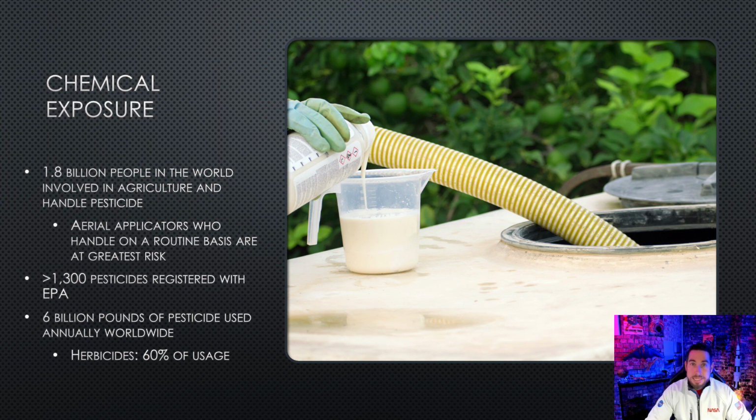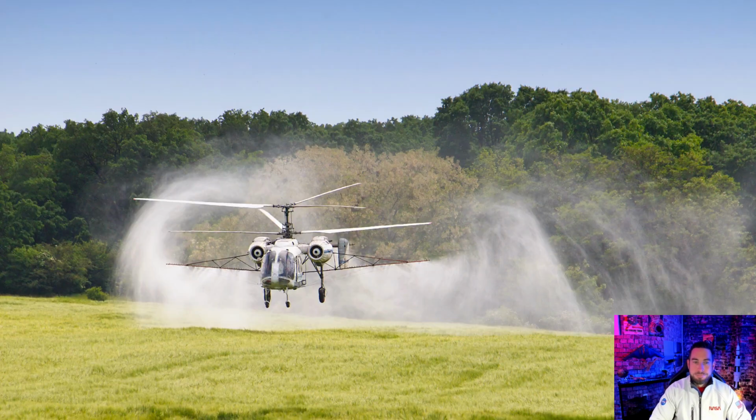6 billion pounds of pesticides are used worldwide, and herbicides account for about 60% of that usage. The current trend in farming is to minimize tillage in order to reduce fuel use, soil erosion, and compaction. Compaction is running a tractor over something, which compacts the soil and makes it harder to penetrate. So there's more of a focus on decreasing all this, which means the use of aerial application is expected to continue increasing over time. Agricultural pilots are going to be exposed to hundreds of pesticides throughout their career.